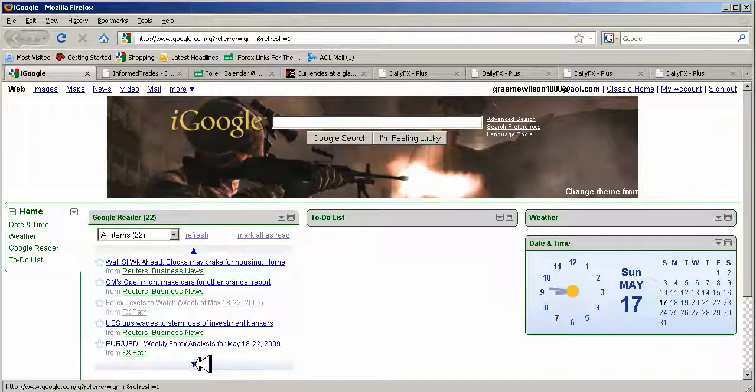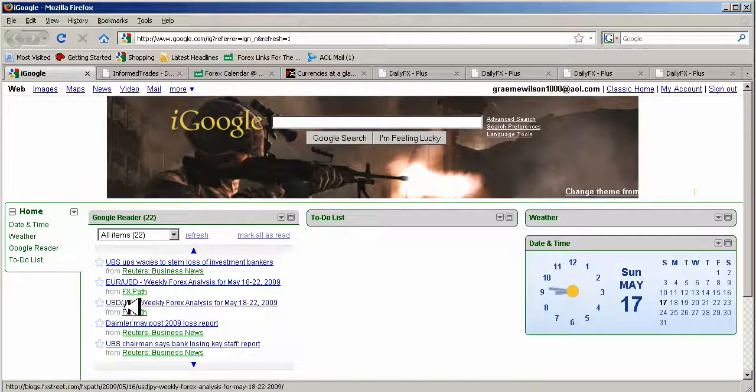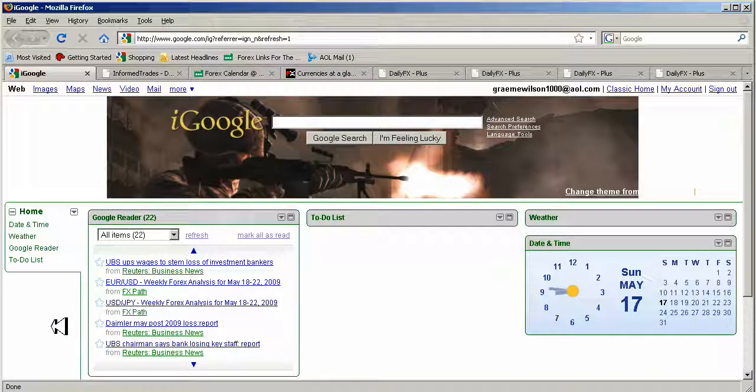There are a number of different items on here, for example, US dollar, yen, which is one of the currencies I look at, and a weekly Forex analysis. I won't open that up now because I'm actually going to have a look at that a little bit later on. Once I've done with that, I take a look at Forex Factory.